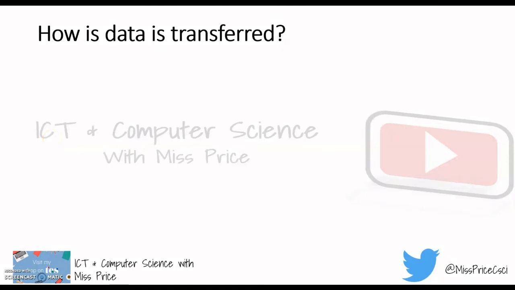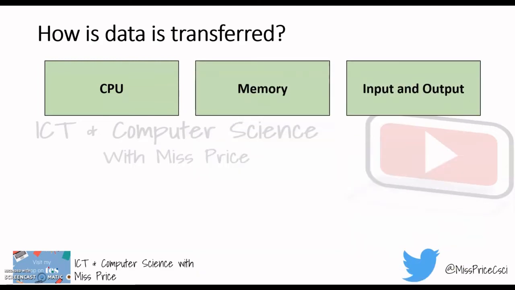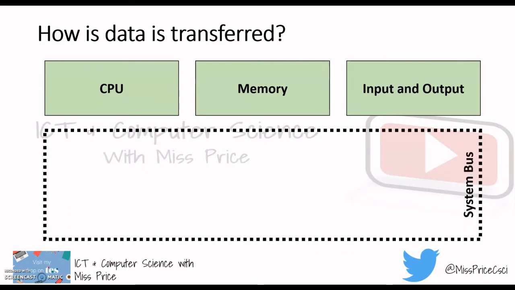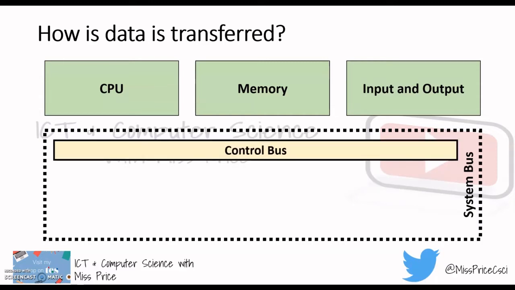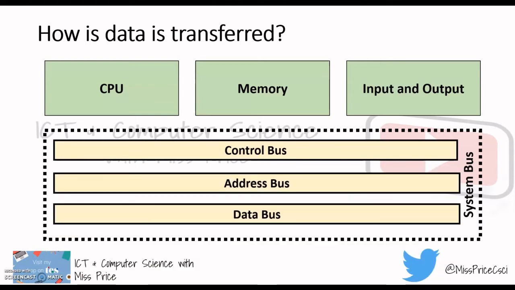Hello and welcome to CPU Architecture Part 2. So in this video, we're going to look through how data is transferred from the CPU to the memory and to our peripherals, the input and output devices. So we're going to look at the architecture within the system buses. We've got the control bus, the address bus, and the data bus.